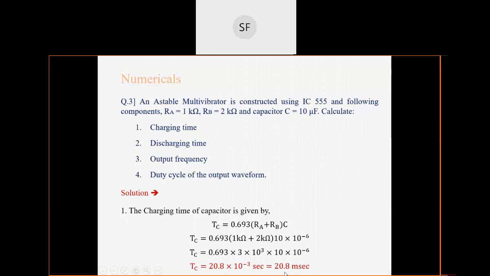Final value: 20.8 into 10 to the power minus 3. It is equal to 20.8 millisecond. Just verify.